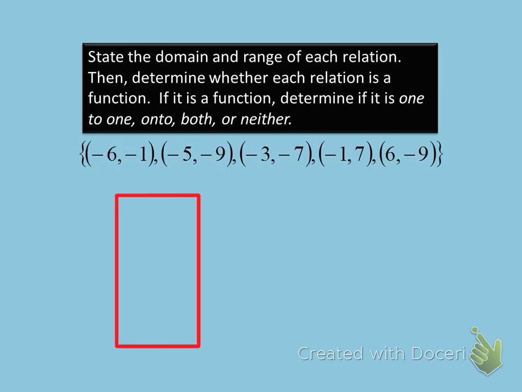The first thing we're going to do is make a box. Boom. And for now, I'm going to label it X. It's my X box. Now, I'm going to go through here. See how these are ordered pairs? See how it's a group of ordered pairs because it's in like a little set thingy? So I'm going to go through here and take my X's. So -6, -5, -3, -1, +6. And I'm going to write them in my X box.